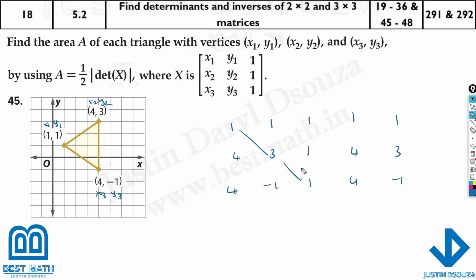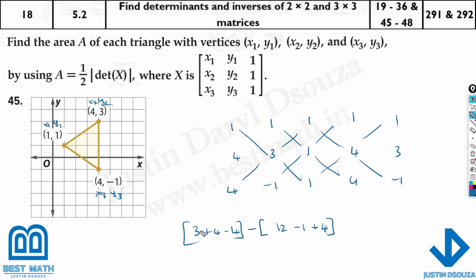Now up to down first. Here it will be 3 plus 4 minus 4. This entire thing is subtracted by down to up: 3 is 12, minus 1, plus 4. Now 3 plus 4 is 7, minus 4 is again 3, minus, here we have 3 and we add it up, it will be 15, minus 15. The answer will be minus 12.